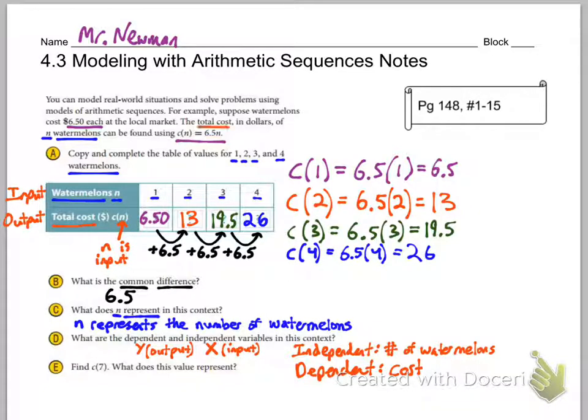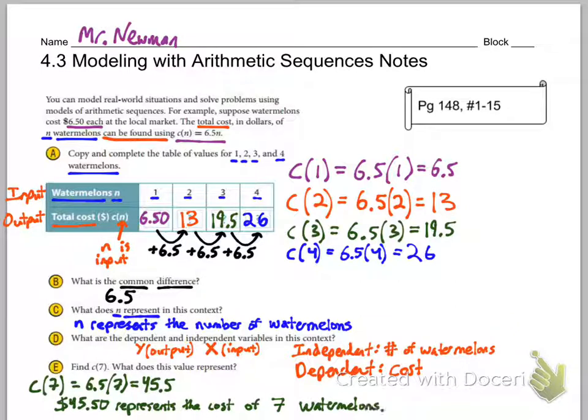Find C of 7, and what does this value represent? Well, C of 7, one last way you can see it. It said the total cost in dollars in watermelons can be found using this formula. The formula gives us the output, so total cost must be the output. That's the dependent value. All right, C of 7, we're going to plug 7 into this formula they gave us. 6.5 times 7 equals 45.5. What does it represent? $45.50 represents the cost of 7 watermelons.